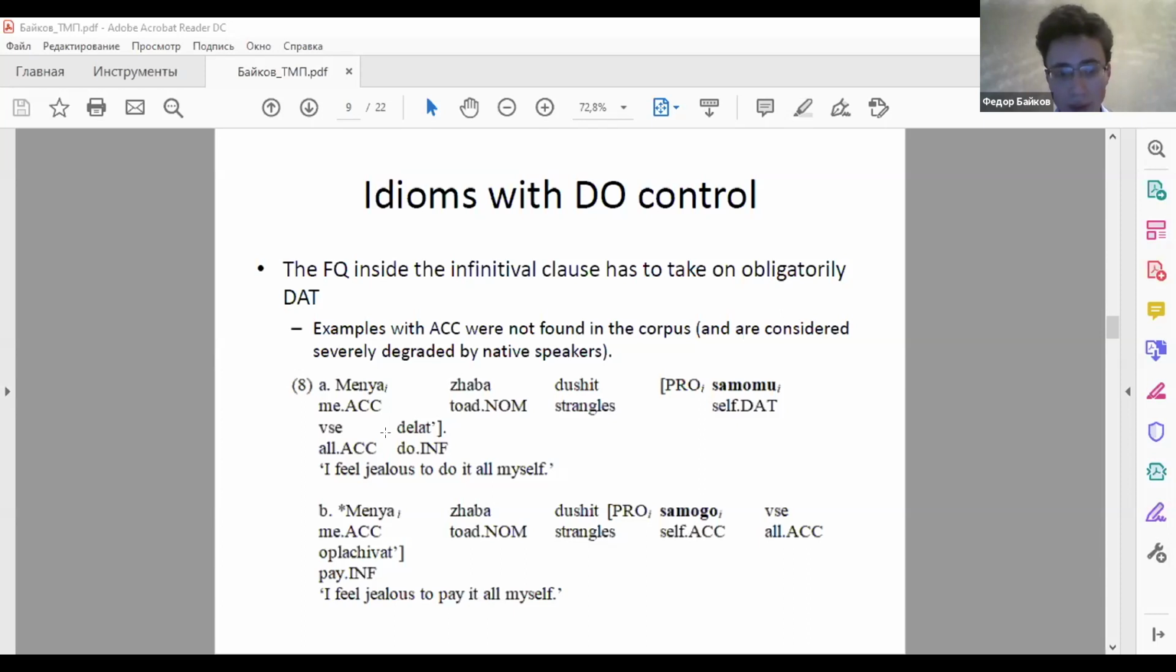So that we have a corpus example in 8a with a dative floating quantifier, and a conceivable comparable example with an accusative floating quantifier, which would look like something as in 8b, was not found and is considered impossible by the native speakers.